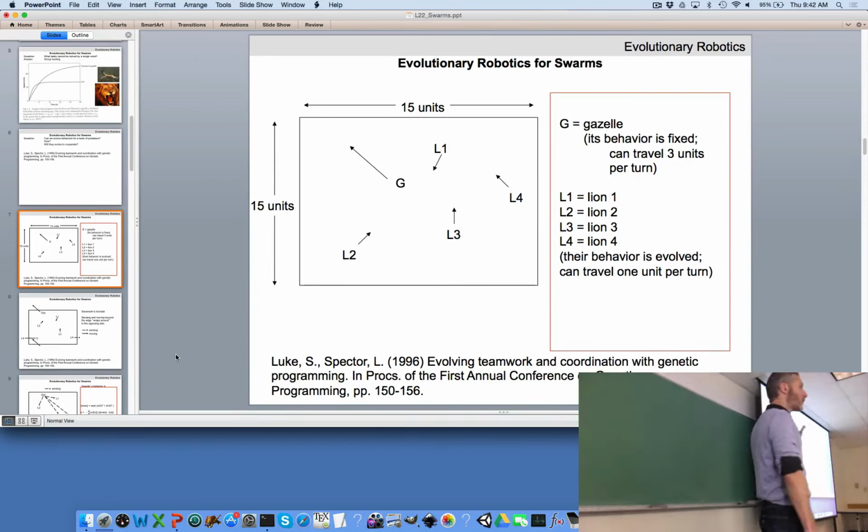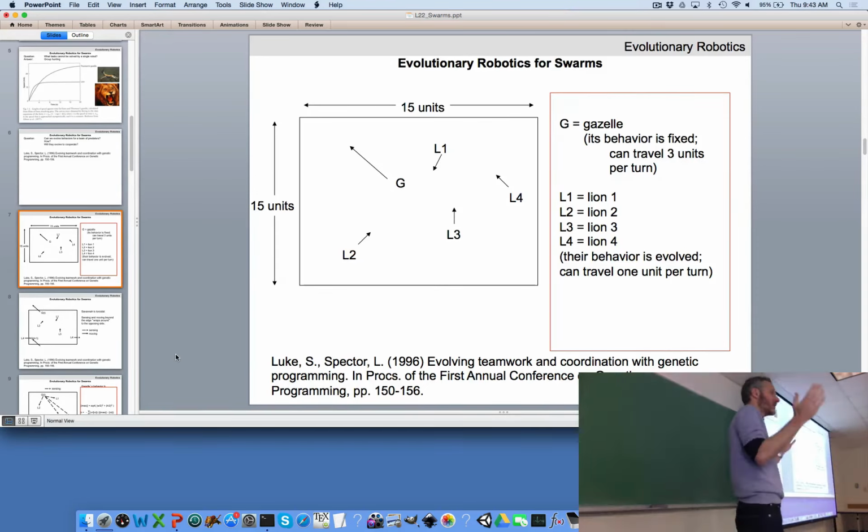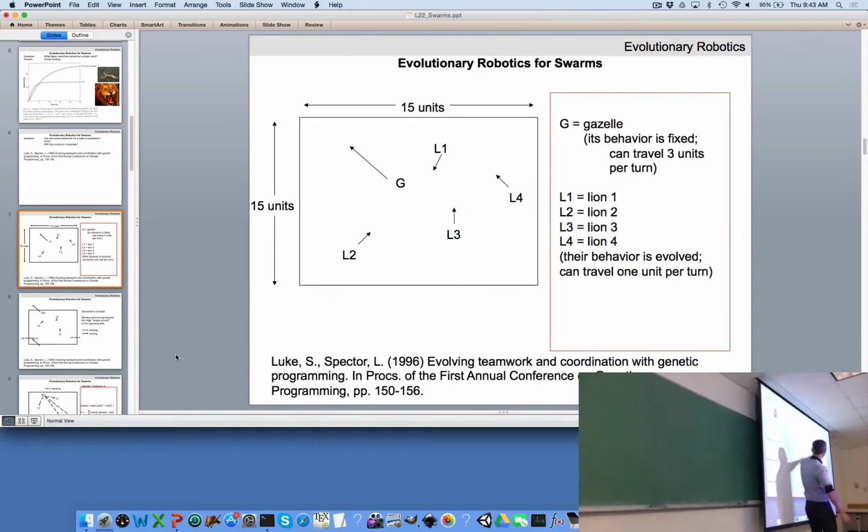Koza and Spector pre-programmed the behavior of the gazelle, but they evolved the behavior of the lion. So this is not evolving the strategies of both. They fixed the prey behavior, and they're going to evolve the predator behavior. The gazelle's behavior is fixed, and as you can imagine, is pretty simple. The gazelle is going to look and see where the lions are and sum those 4 vectors that connect the lion to the gazelle. It's going to sum those 4 vectors and then move in the opposite direction, and we're going to evolve the behaviors for the lions.